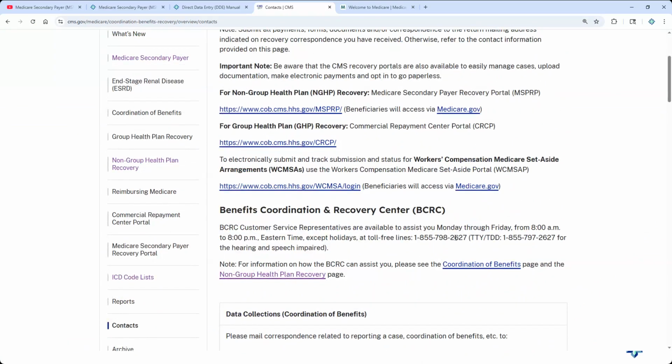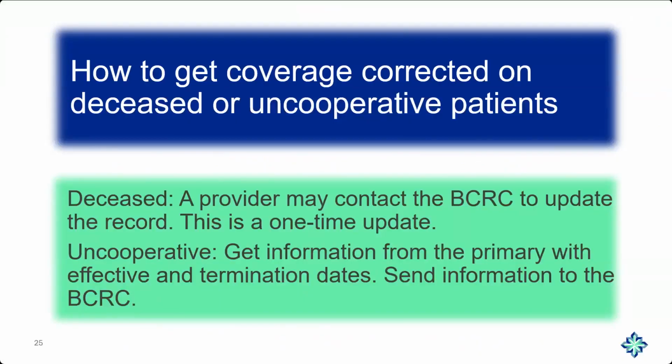Again, one time, okay? This is different than an uncooperative patient. For an uncooperative patient, you have to get information from the primary insurance with an effective and termination date and send that information to the Benefit Coordination and Recovery Center. Again, the contact information I just showed you. On the other hand, you can say, can't get that, it's not working. You can submit on a claim-by-claim basis to them, have them deny it or do whatever they're going to do with it. And then we can take it from there and process it as primary, but we have to have that.